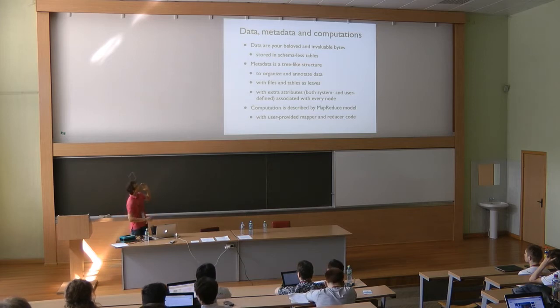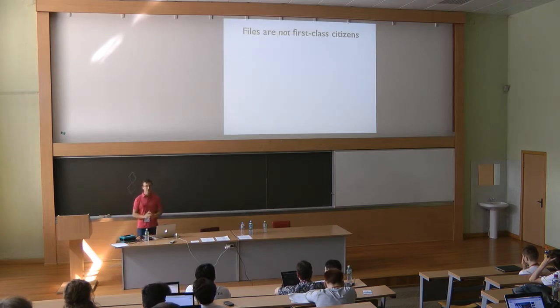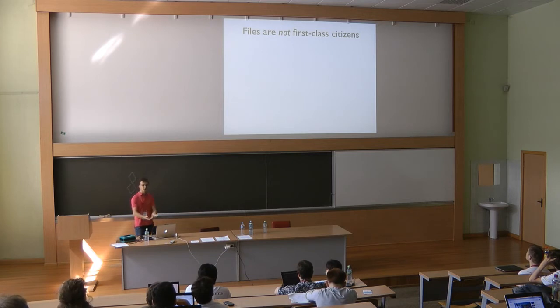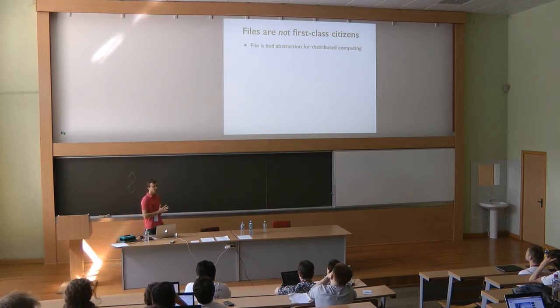Well, I would like to, in particular, deal with the first point about why we store the data in tables and not in files. So files are not first-class citizens in our system. We support the notion of files, but we use files to store, well, files you have on a notebook, on a laptop, for example. Because, well, my personal view is that files are a bad abstraction for distributed computing for several reasons.